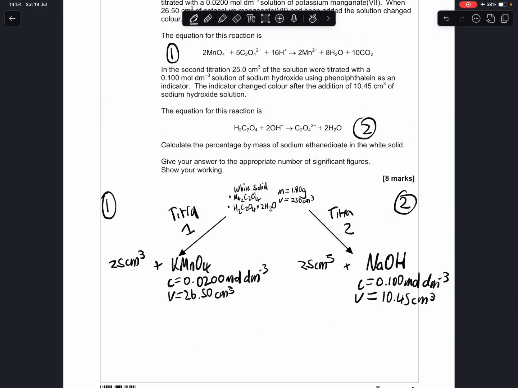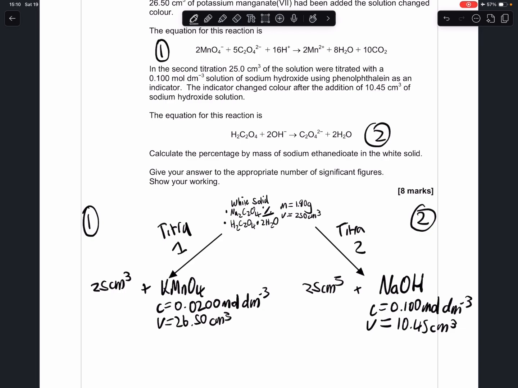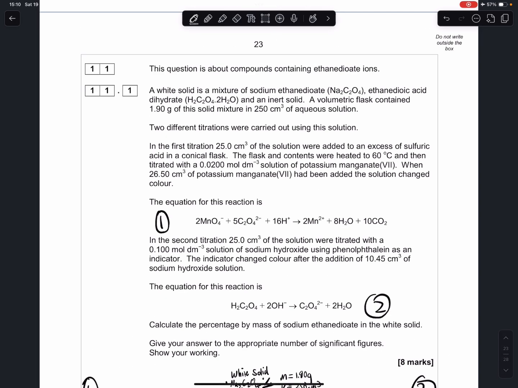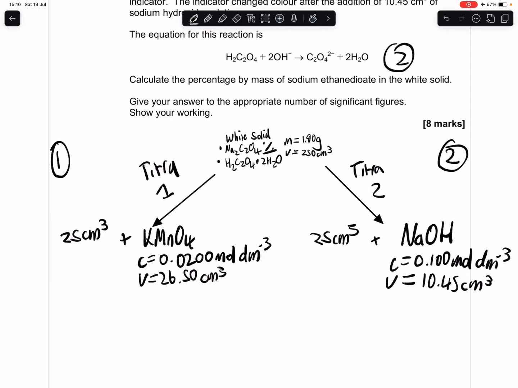And the question wants us to calculate the percentage by mass of sodium ethanedioate in the white solid. So that's this, our sodium ethanedioate. We want to find the percentage by mass of that in this whole white solid, the percentage of how much of this we have. So now we need to use all the data that we've got to find the moles of our Na2C2O4 in the white solid. And so we can start here at this equation here.